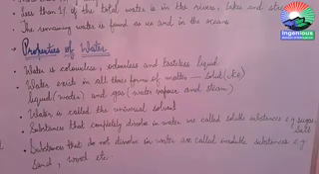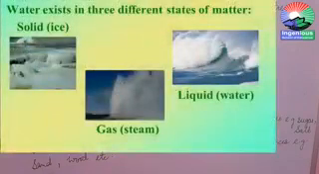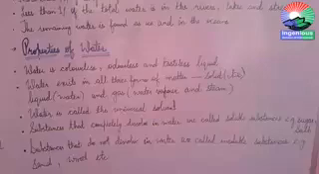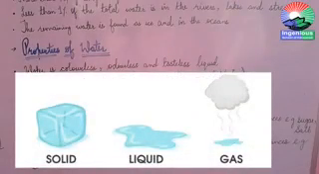Students, water exists in all three forms of matter. We have three forms of matter: solid, liquid, and gas. And water exists in all the three forms of matter. In solid form, it exists as ice. In liquid form, it exists as water. And in gaseous form, it exists as water vapor and steam. So water exists in all three forms of matter: solid, liquid, and gas.